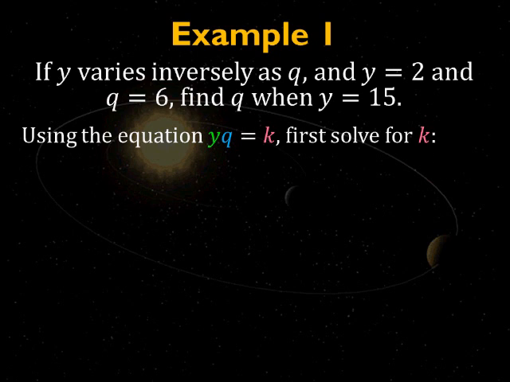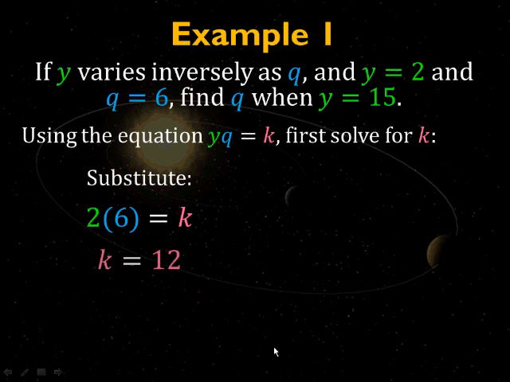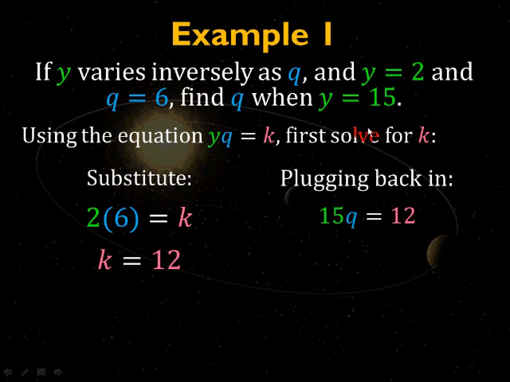So let's solve for k first. Let's plug in y is 2 when q is 6. So k has to equal 12. Now you just plug the 15 in for y using the same value of k, and we're going to solve for q. So 15q equals k, which is 12. Divide both sides by 15, and you get q equals 4/5. So remember, with inverse proportion, the product of the two variables will equal a constant. In this case, y times q equals k.